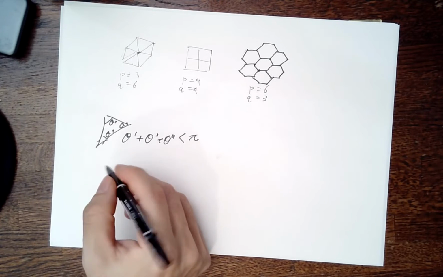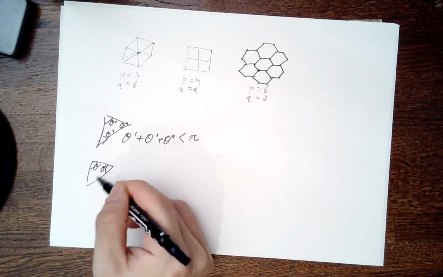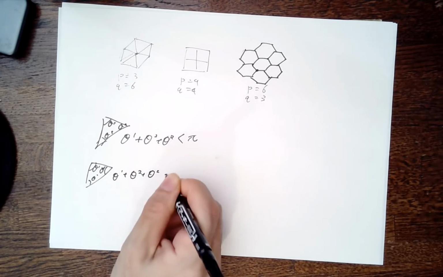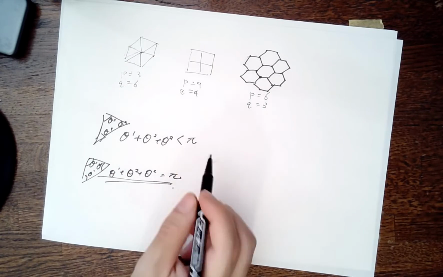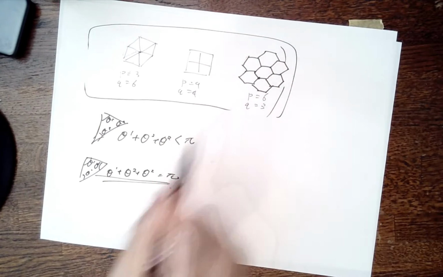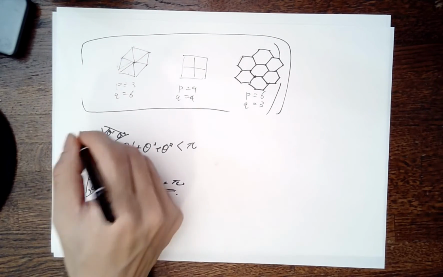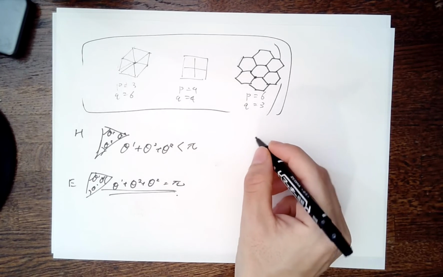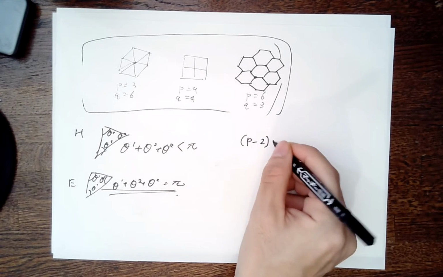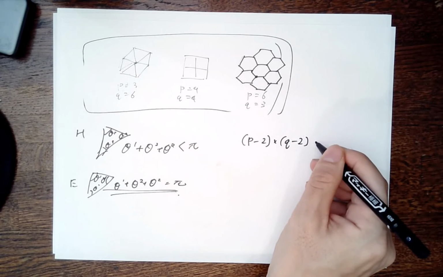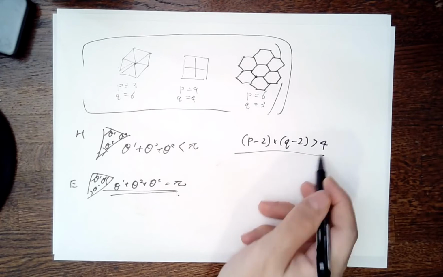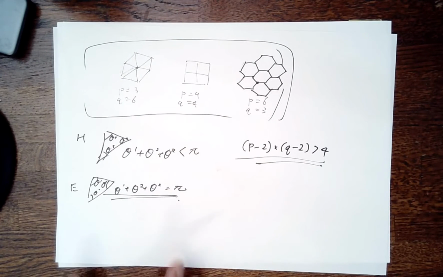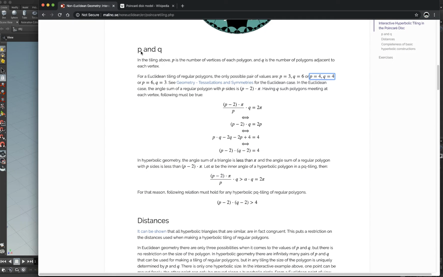But on the other hand, in Euclidean geometry, the sum of the angles of a triangle is always equal to pi. So this rule restricts the number of variations of tiling. But since in hyperbolic geometry the sum of the angles is less than 180 degrees, it is possible to create an infinite number of variations of tiling. So if P and Q meet the equation (P minus 2) times (Q minus 2) is larger than 4, then you could have any kind of tiling variations, which is explained here on the website.